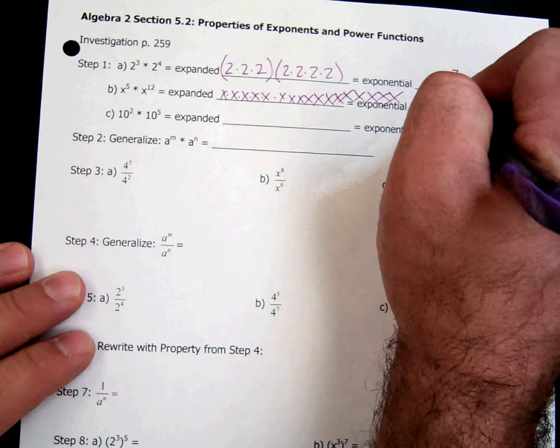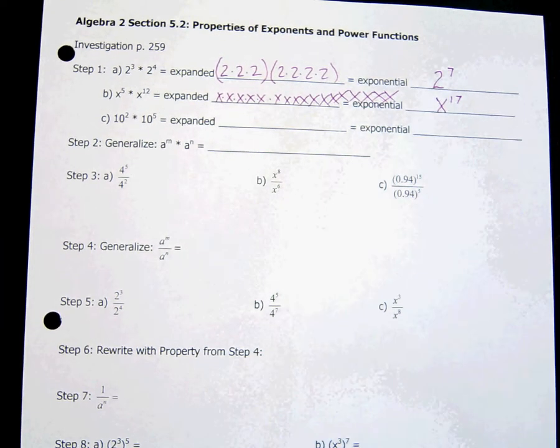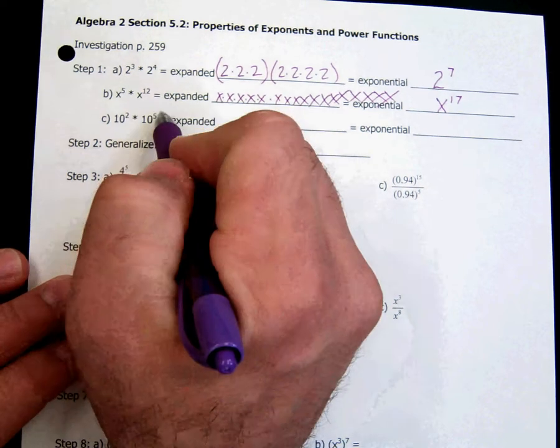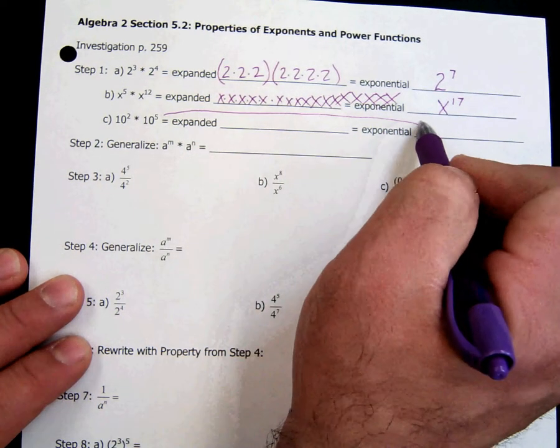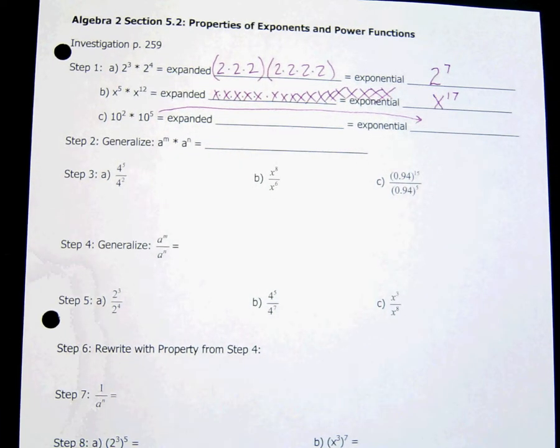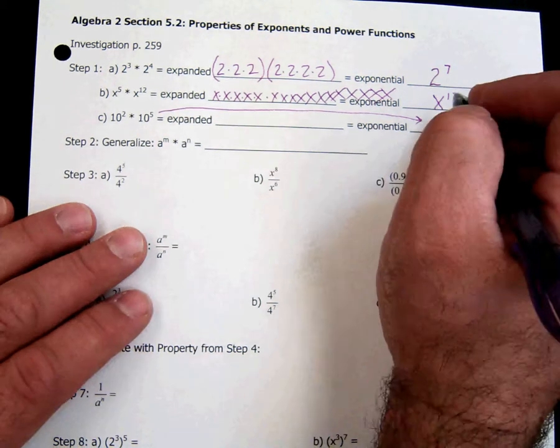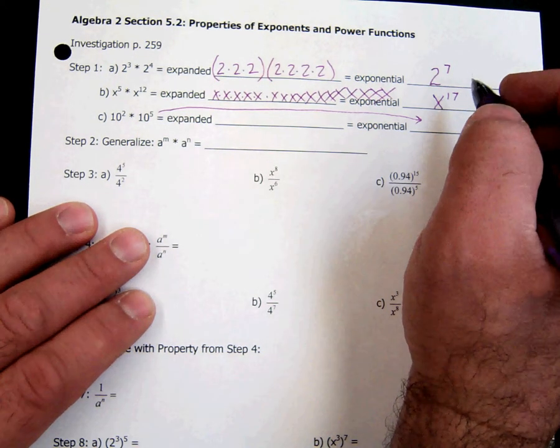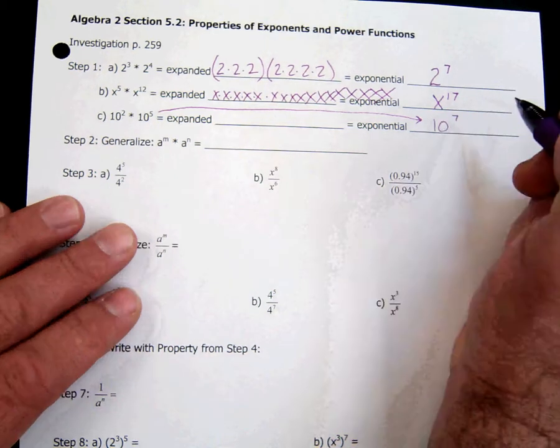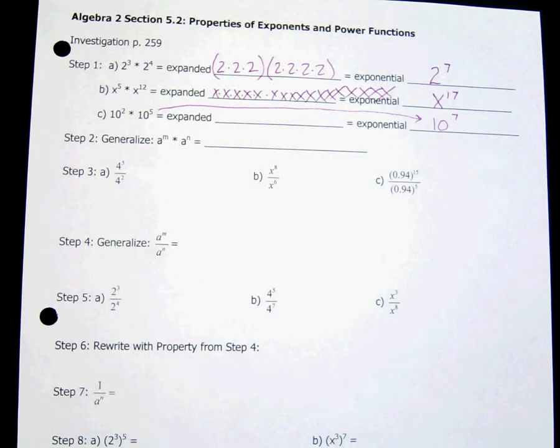So the purpose here is to discover the property that you can skip the expanded form and go straight to the end. In part C, that would be 10 to the what? 7th. So to generalize, that's a mathematical term for coming up with a formula. What would you say about a to the m times a to the n?